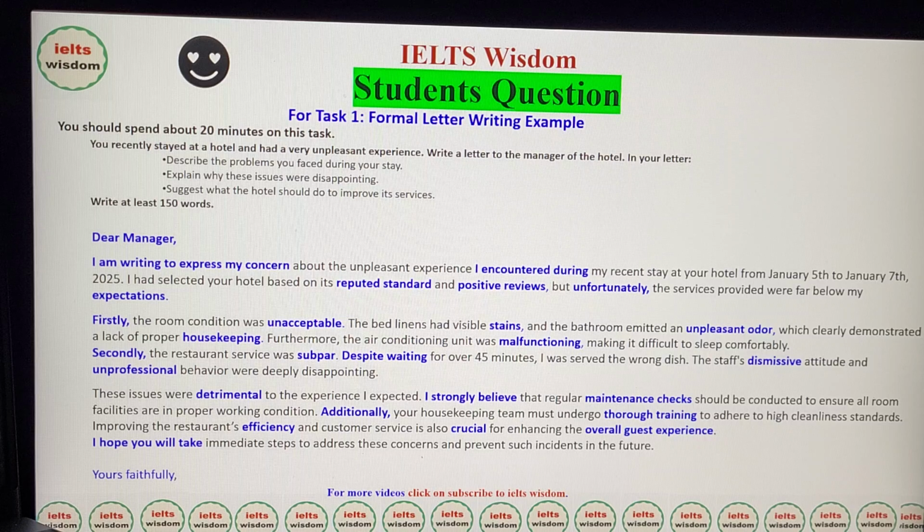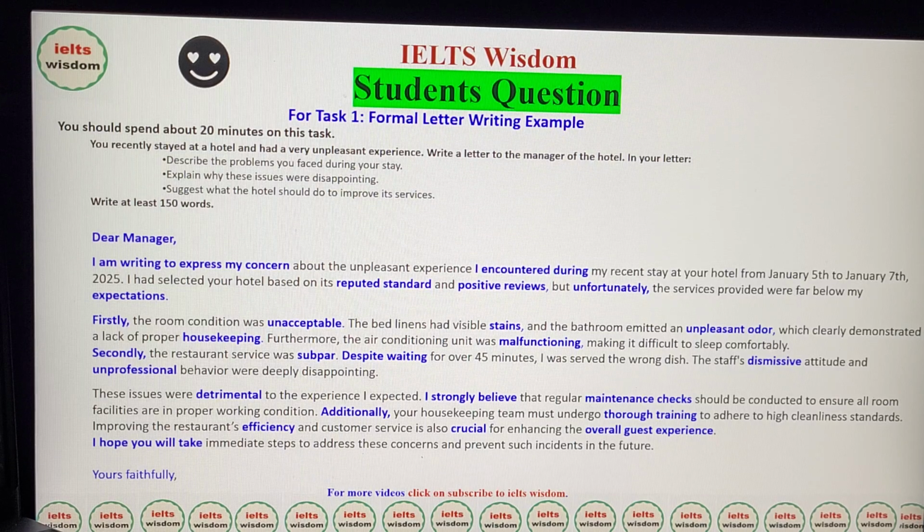Despite waiting, which means a long time waiting, again a vocab word, for over 45 minutes, I was served the wrong dish. The staff's dismissive attitude, again a vocab word, and unprofessional behavior were deeply disappointing. Unprofessional is a vocab word. These issues were detrimental to the experience. This is also a vocab word. Detrimental means harmful, okay?